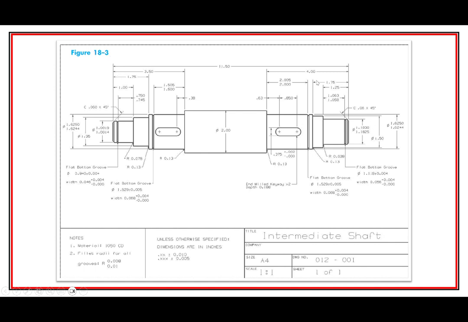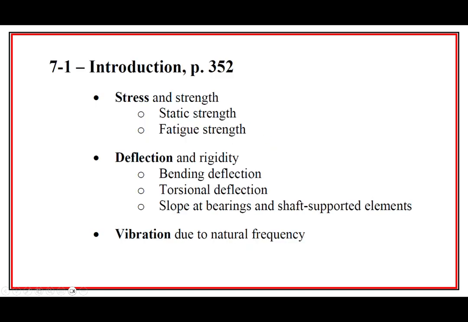But here they're showing their dimension drawing. They have several features on here we're not going to include. Some of these little snap ring things or little flat grooves, we're not putting those in there. And their keyway is kind of weird. So here we start with the introduction to this topic, or the introduction to chapter 7.